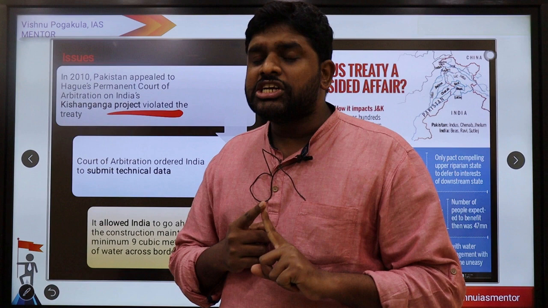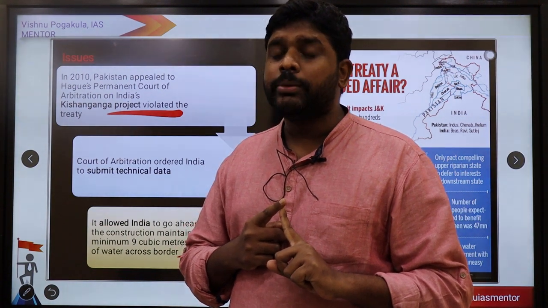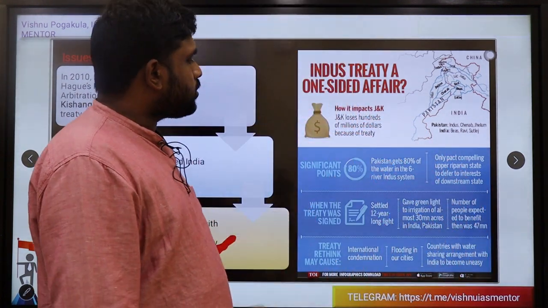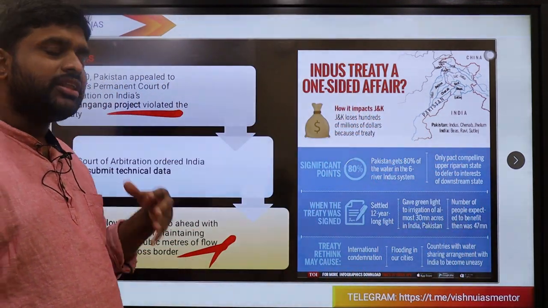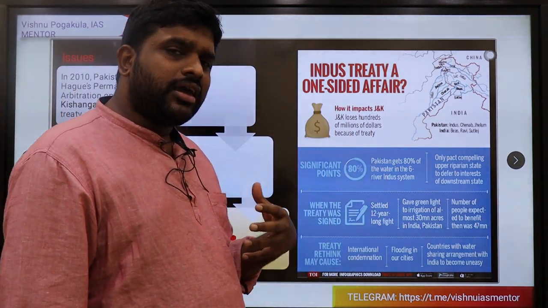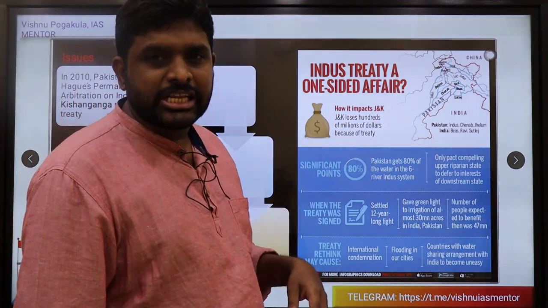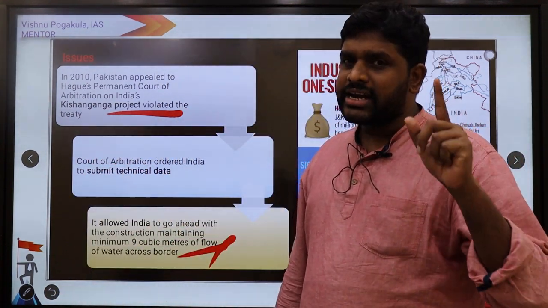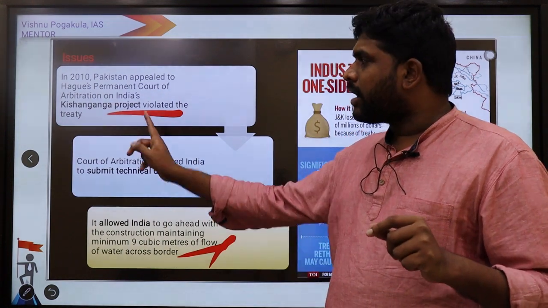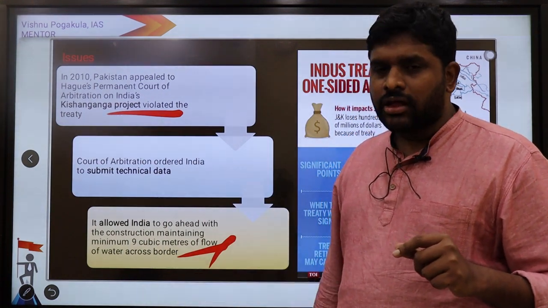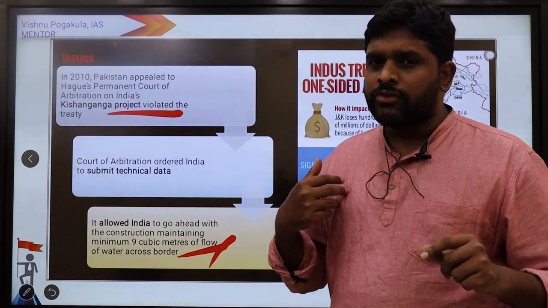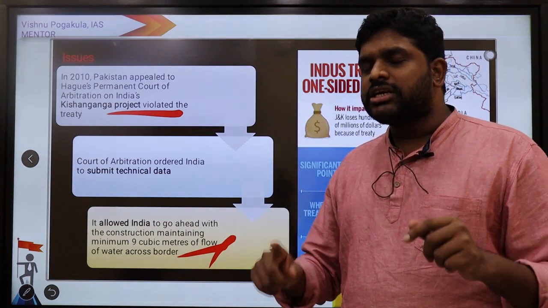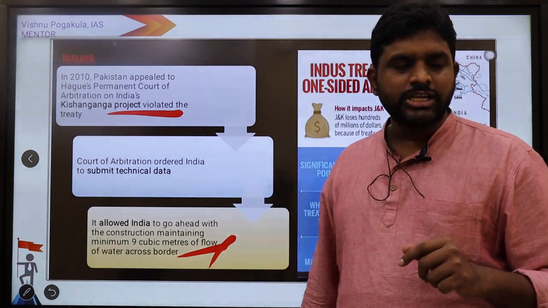Prelims point of view, the Kishan Ganga project is a contention of issue between which countries? India and Pakistan. The Indus Treaty is a one-sided affair. There is an analysis there which will be used for the mains perspective. For prelims, remember the Permanent Court of Arbitration is located in Hague, 2010, mainly with respect to the Kishan Ganga project. India won the case, and the Court also allowed going forward with the Kishan Ganga project. So what are the rivers present in the Indus Water Treaty?